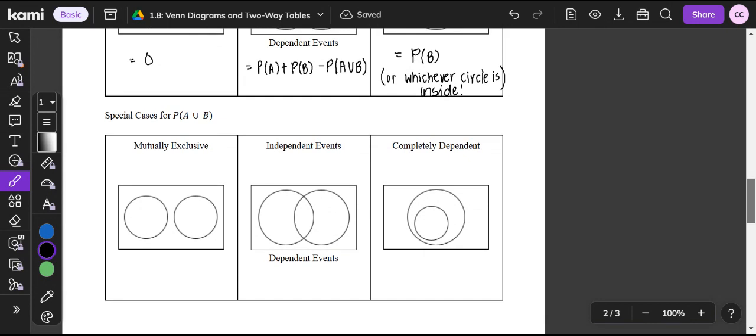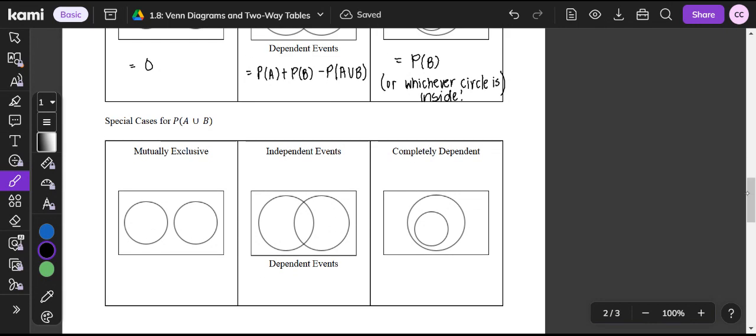Okay, now let's talk about union. So now we're talking about A or B. Okay, now for mutually exclusive events, I want to know the probability of A or B. And I can do that because there are two circles here. And or means they don't have to touch. So to figure this out, I'm just going to take the A circle and add it to the B circle and be done.